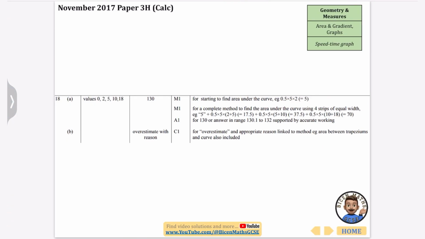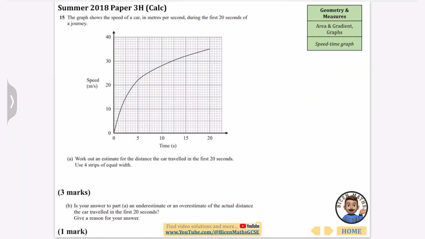So let's double check we've got this right. We've got the 130 here, and ours is an overestimate, something about the area of the trapeziums and the curve is also included. Our reason would definitely be good enough for that one.